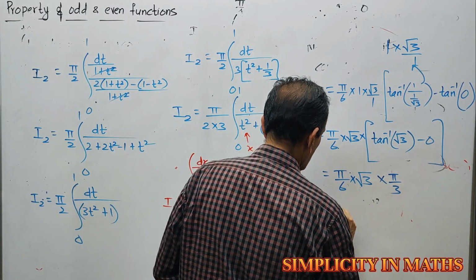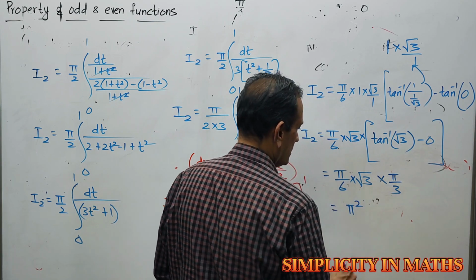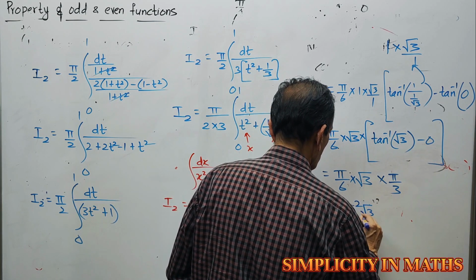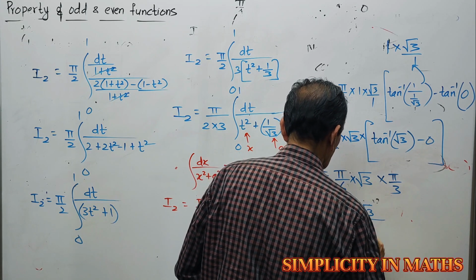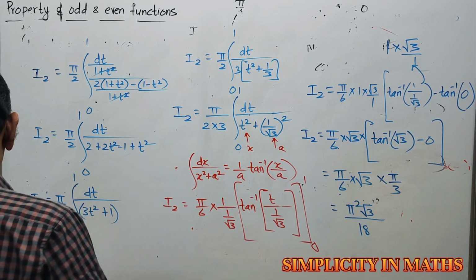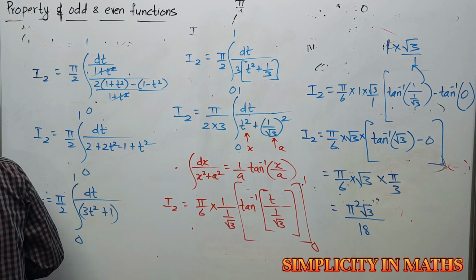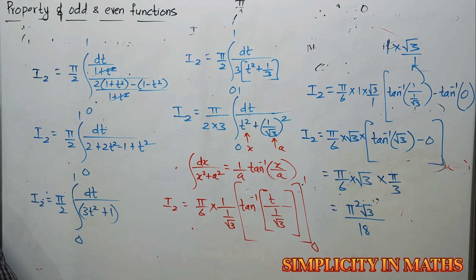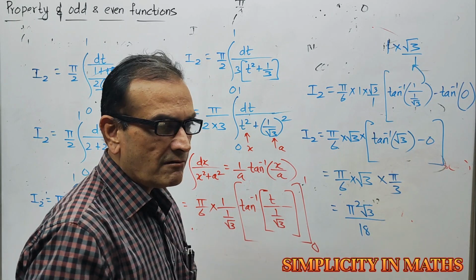So pi into pi, pi squared, root 3. 6 into 3, 18. That is the value of I2. You can also rationalize this if you want. Let me check the answer given. Okay, they have rationalized this.